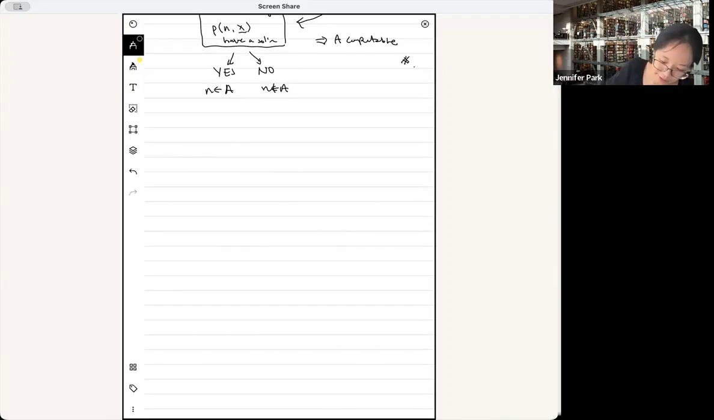So now the goal is to compare computable sets versus Diophantine sets.